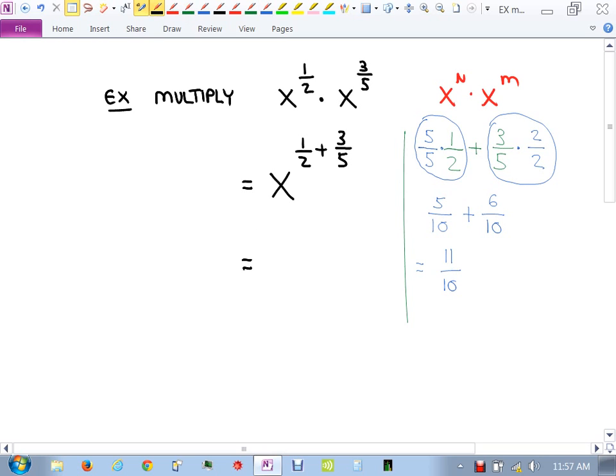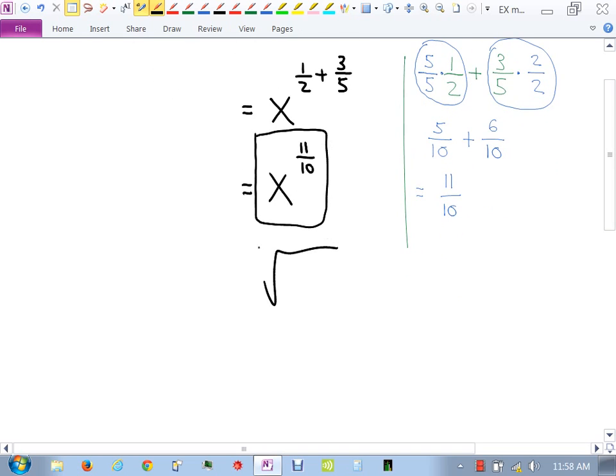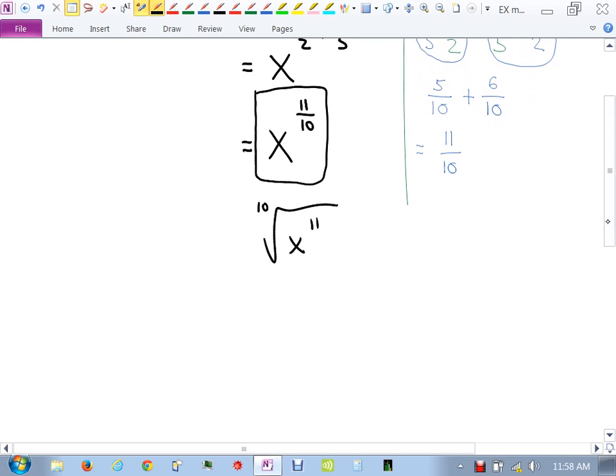So our answer is x to the 11/10. Now I'm not asking you to switch this over to radical. That's our answer. But just FYI, this would be the 10th root of x to the 11th, wouldn't it? And does 10 go into 11? One time, right? With how many left over? 1. So the 10th root of x to the 11th is actually x times the 10th root of x. But that's just extending on what we've already kind of talked about.